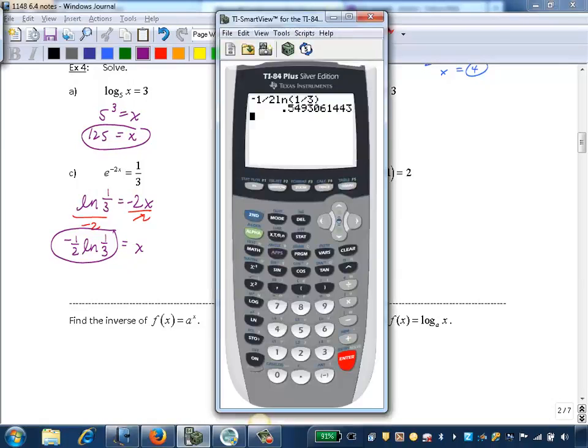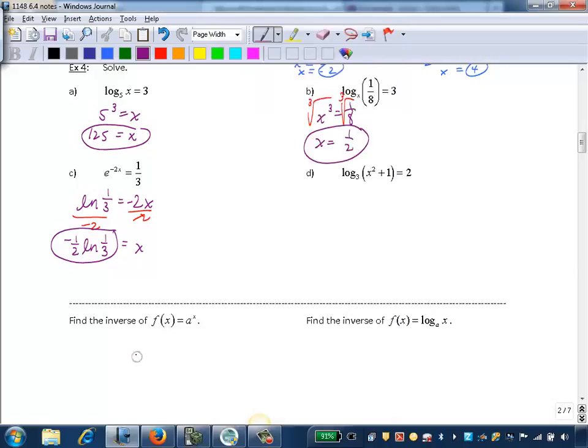So let's practice entering this in the calculator. So we want negative 1/2. And we've got our ln over here, natural log button. And it prompts us with the parentheses, so we'll enter the argument 1/3. And we get about 0.55. So the problem will tell you how many decimal places to round, but I'll just round it here to 2 decimal places, so it's approximately 0.55. So be prepared to give your answer both as exact and approximate. And now I'd like you guys to try D on your own, please.